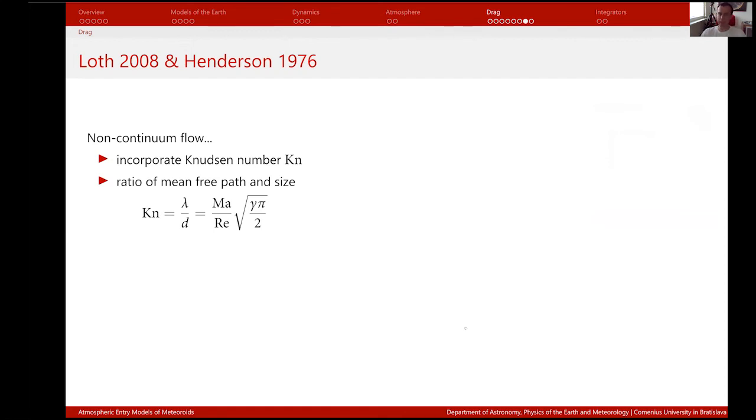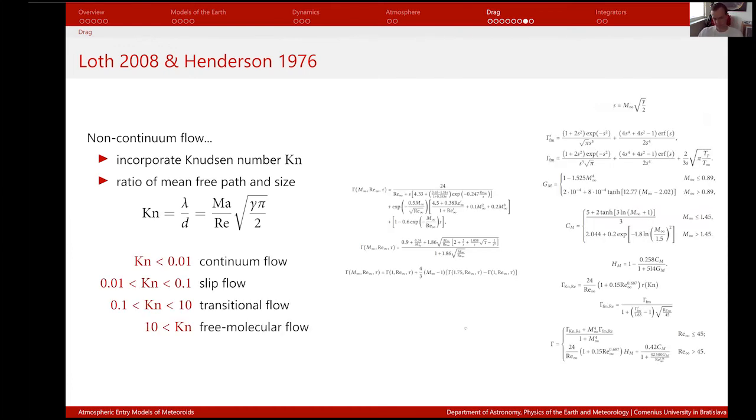So what we could do next was to incorporate also the Knudsen number, Kn, which is the ratio of the mean free path of a particle, or a molecule, and the size of the meteoroid. The definition is fairly easy. It breaks down into 4 roughly defined regions. If your Knudsen number is very low, you're in continuum, and most equations work pretty well. If it's very high, the flow is free molecular, which can be solved as well.